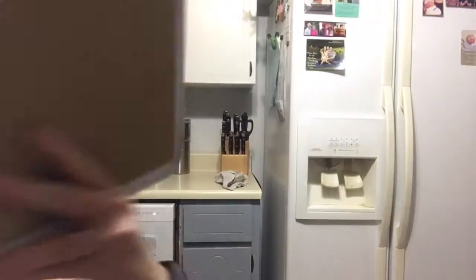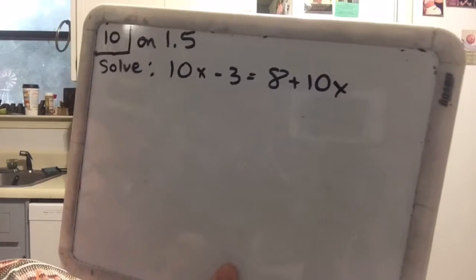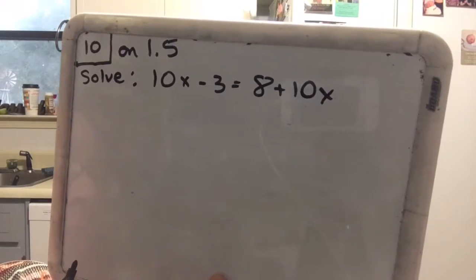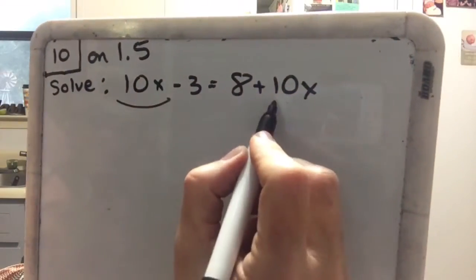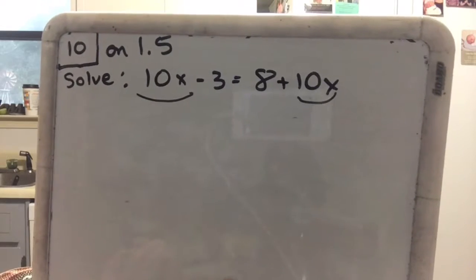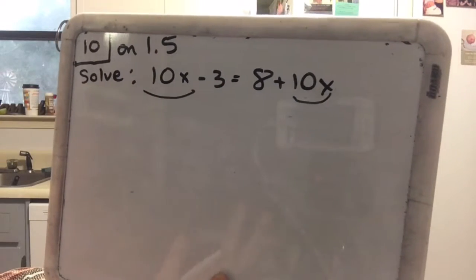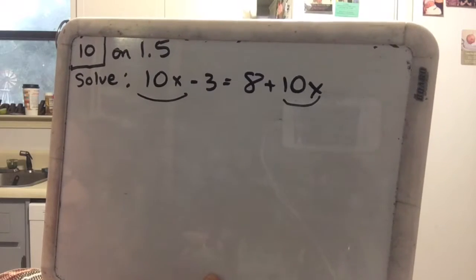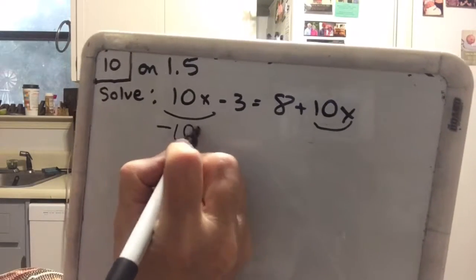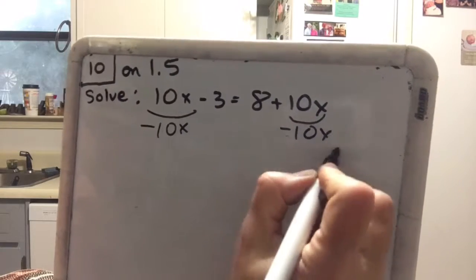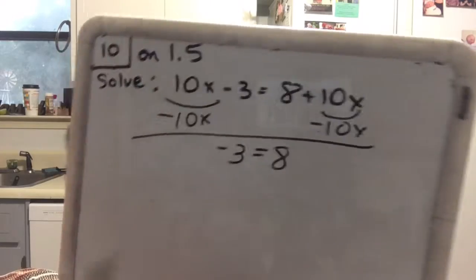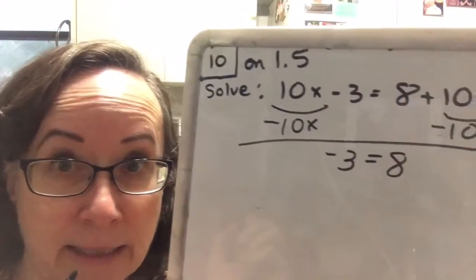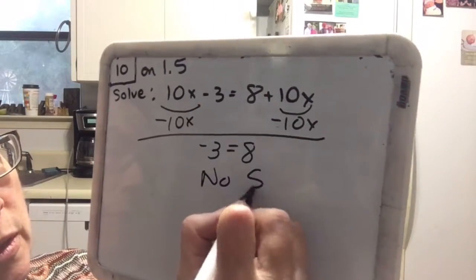Okay, so now I'm going to show you problem number 10 on 1.5. In problem number 10, notice right away we have something that kind of stares at us. We have a 10x and a 10x, and those are the only x's that we have. And so if we try to get all of our x's on one side of the equation, guess what's going to happen? We're going to subtract the 10x from one side and the other side, and then all of a sudden, no more x's, they all disappear, and we get -3 equals 8. But -3 does not equal 8. Therefore, there is no solution.